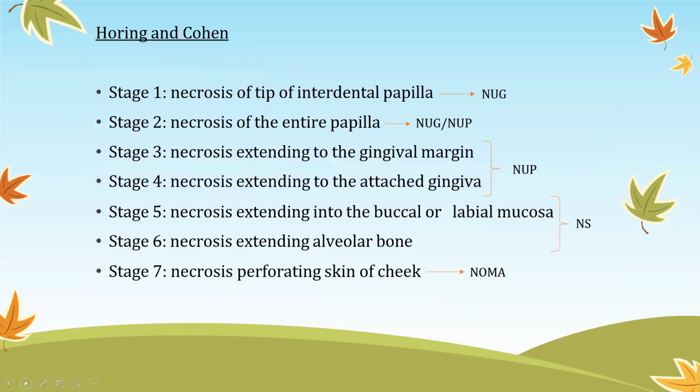And Horning and Cohen have given 7 stages for necrotizing ulcerative gingivitis. Stage 1 involves necrosis of the tip of the interdental papilla only. In stage 2, there will be entire papilla necrosis. In stage 3, the necrosis will extend to the gingival margin. In stage 4, it will extend to the attached gingiva. In stage 5, necrosis extends to the buccal or labial mucosa. Whereas in stage 6, it extends to the alveolar bone. In stage 7, there will be necrosis perforating the skin of the cheek, which is known as noma.